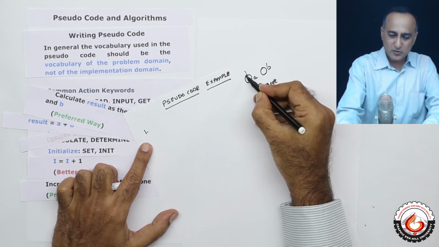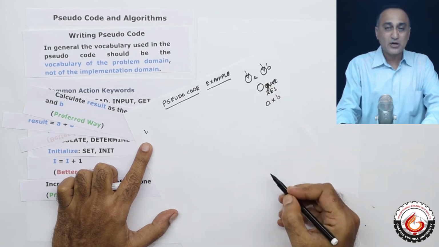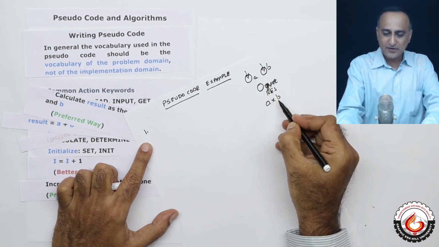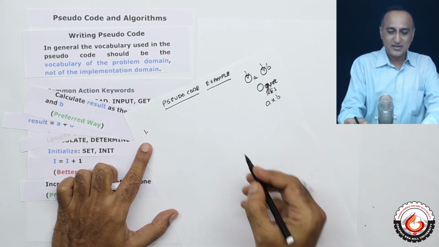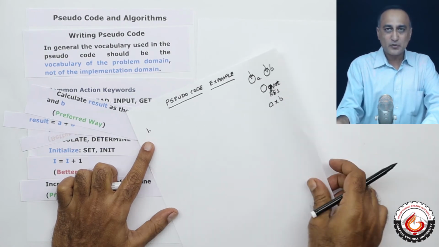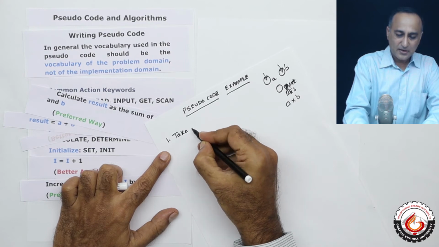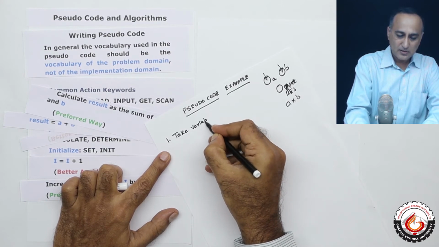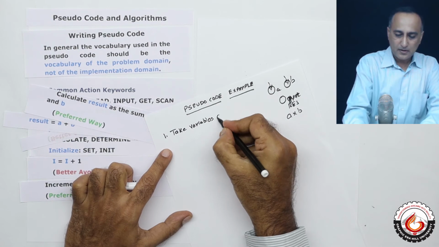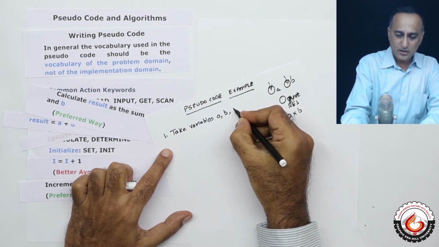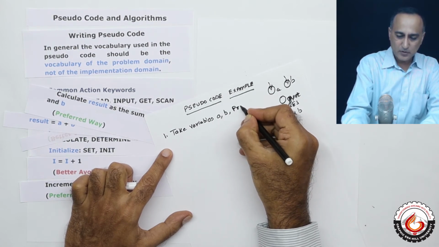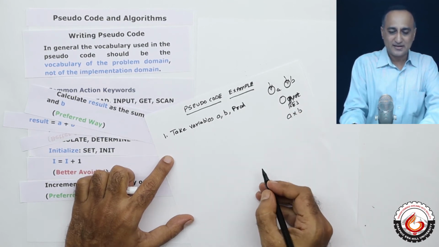So the first number is going to come into A, the second number is going to come into B, and the product of A into B is going to come into result. So how would I do something like this using pseudocode? I would say take variables A, B, and prod. Prod indicates that it's going to hold the result.